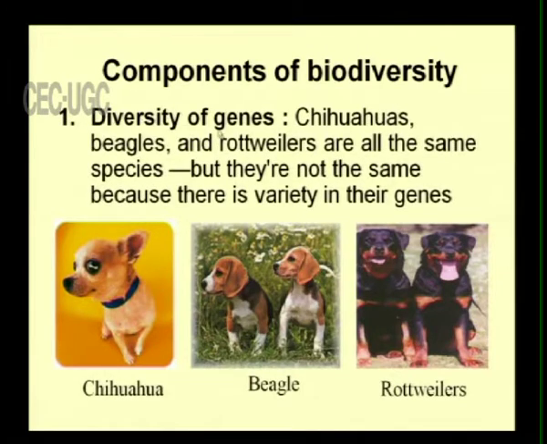The diversity of genes. See for example, you take 3 varieties of dogs, Chihuahuas, Beagles and Rottweilers. They are all the same species, but they are not the same because there is a variety in their genes. Even though all 3 varieties are dogs, there is a difference between their genes, and therefore the first component of biodiversity is the diversity of genes.